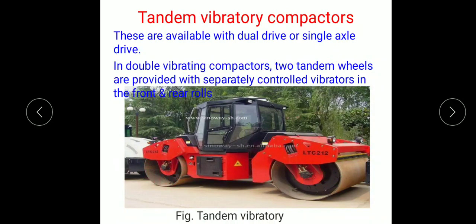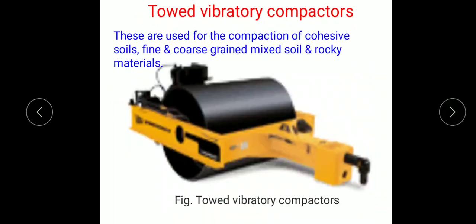So in double vibrating compactors, two tandem wheels are provided with separately controlled vibrators in the front and rear rolls. So here the control of these vibrators is separate as it is provided on the front and rear side, therefore it is called a double tandem vibratory compactor, and the figure is as shown in the slide.